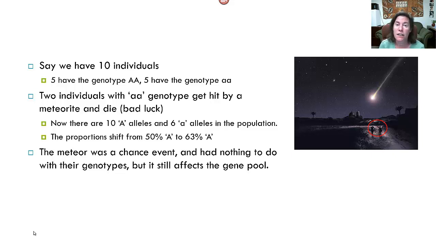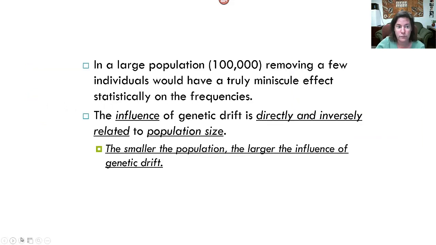So we now have 63% dominant A and 37% recessive a, all due to a chance meteorite striking and killing 2 people. This meteor hitting these individuals was a chance event. It had nothing to do with their genotype, but it still affects their gene pool. It affects the remaining gene pool.